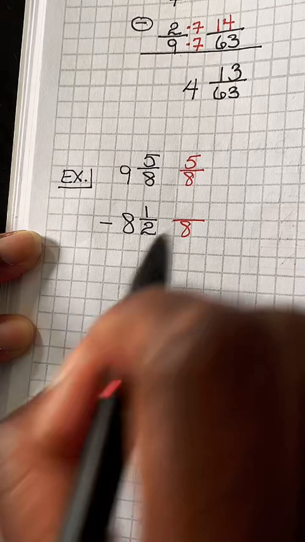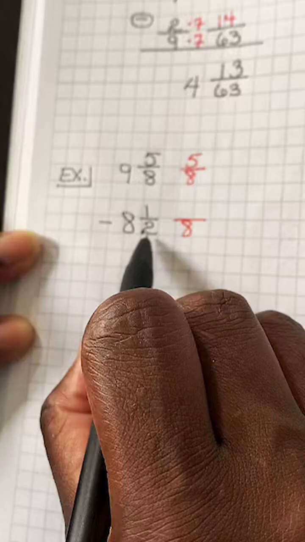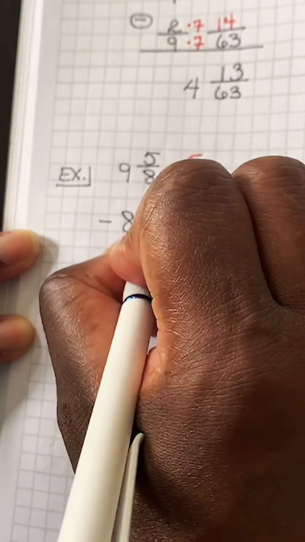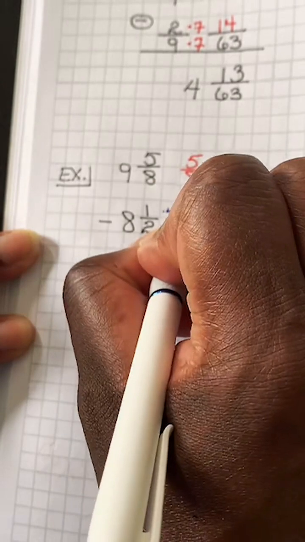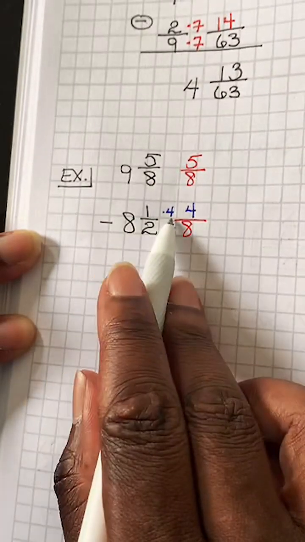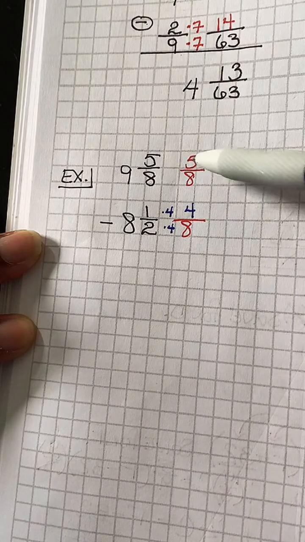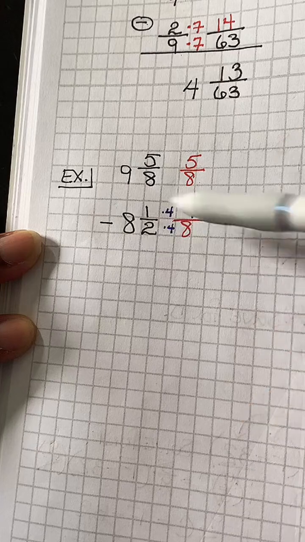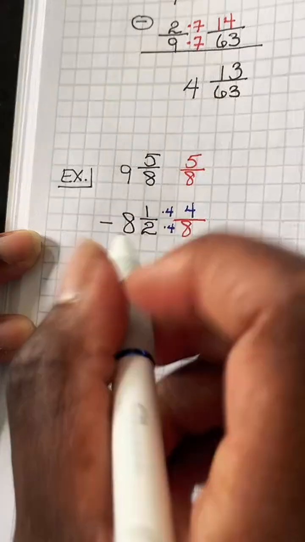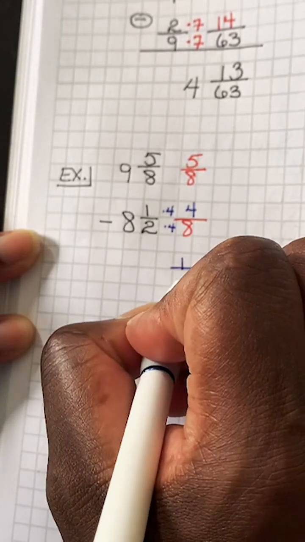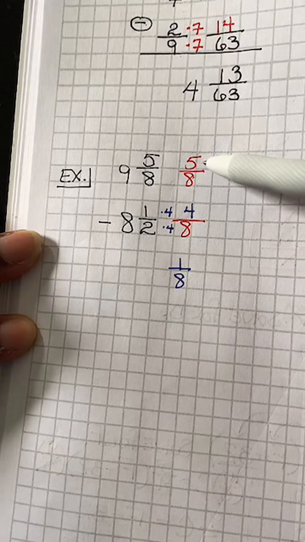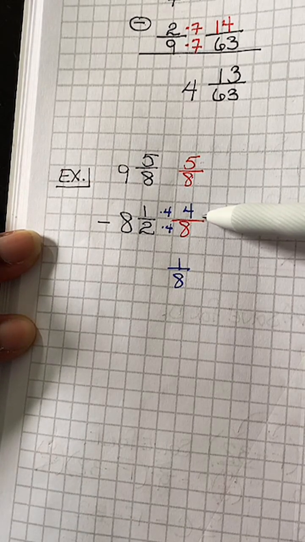All right. So then down here, in order for the 2 to change to an 8, we had to multiply it by 4. If you multiply the denominator by 4, multiply the numerator by 4. Okay, so now we have 5/8 minus 4/8, which gives us 1/8. We didn't have to borrow because the 5 is larger than the 4.